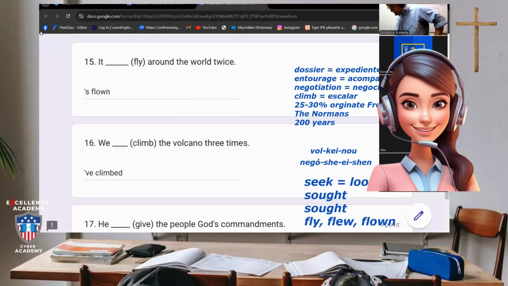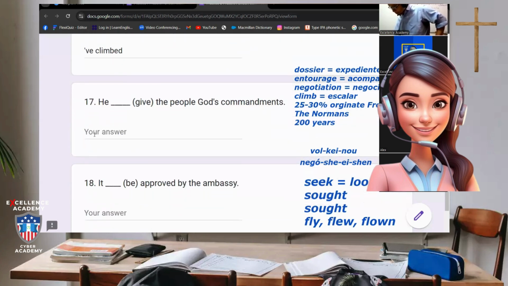Okay, let's move on. Number 17. We're almost finished here, guys. What's the contraction? He's given the people God's commandment. He's given the people God's commandment from Mount Zion, but Moses. Whoa. Can I get an amen?